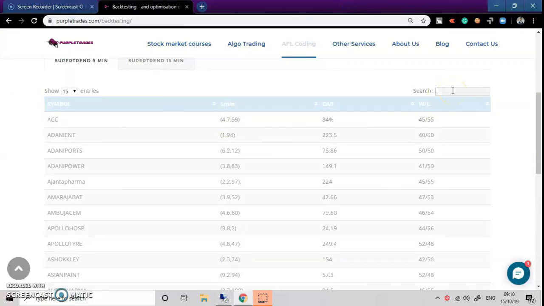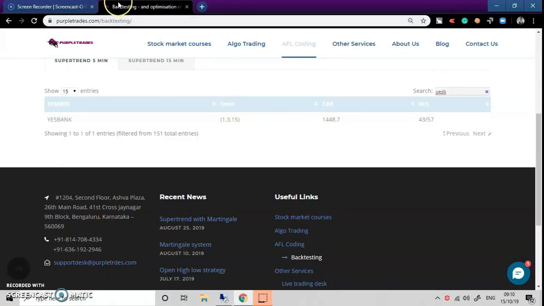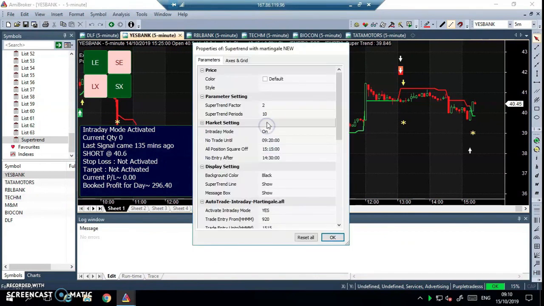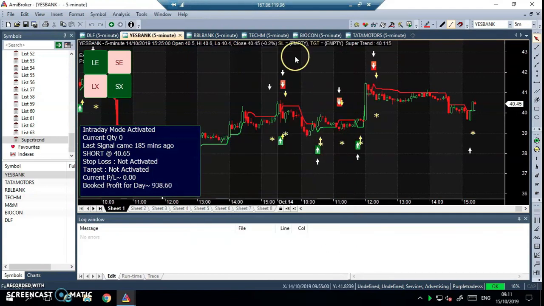So just like DLF, now I'm searching for Yes Bank. Yes Bank has parameters 1.3 and 15. So I'll go back to my cloud, go to parameters, and again put in 1.3 and 15. Similarly, I will do this for all the stocks, and then we will start trading.